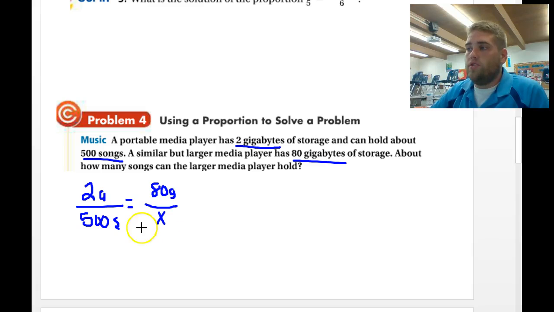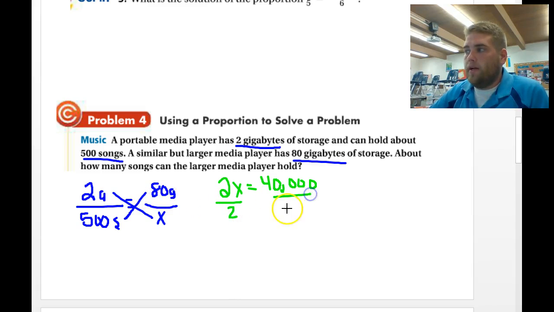Now it's just cross multiplication. So we have 2x equals 40,000, I believe. That's 2 times x equals 500 times 80. Then we divide by 2, the 2's cancel, and I get that x equals roughly 20,000 songs.